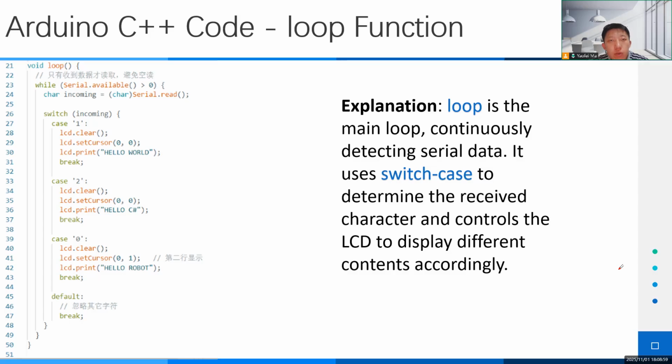If the character is 1, clear the LCD, move the cursor to 0,0 and print Hello World. If the character is 2, clear the LCD, move the cursor to 0,0 and print Hello C#. If the character is 0, clear the LCD, move the cursor to 0,1, second row, and print Hello Robot. Any other character, we ignore it, so only 0, 1, 2 work.